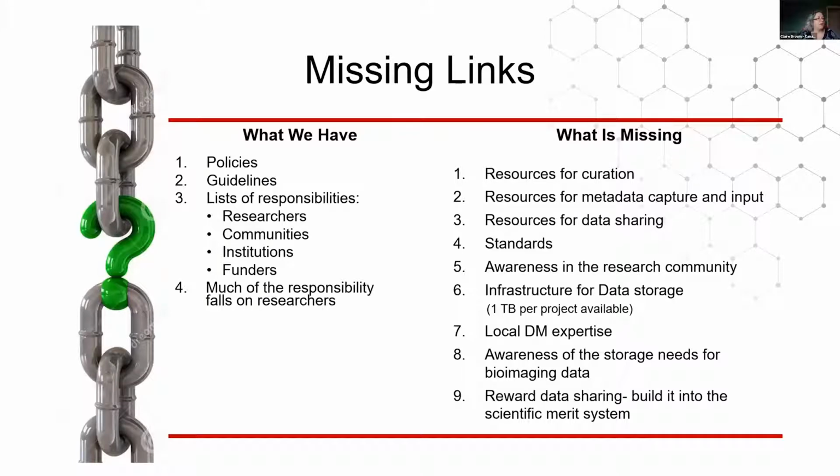So just to summarize what we have and what's missing: we have a lot of policies and guidelines. We have lists of responsibilities for the different stakeholders, and we know that much of the responsibility falls on the researchers to develop and implement data management plans. So what's really missing are the resources that researchers need in order to do this, and awareness in the research community of the necessity of sharing data and having good quality data.